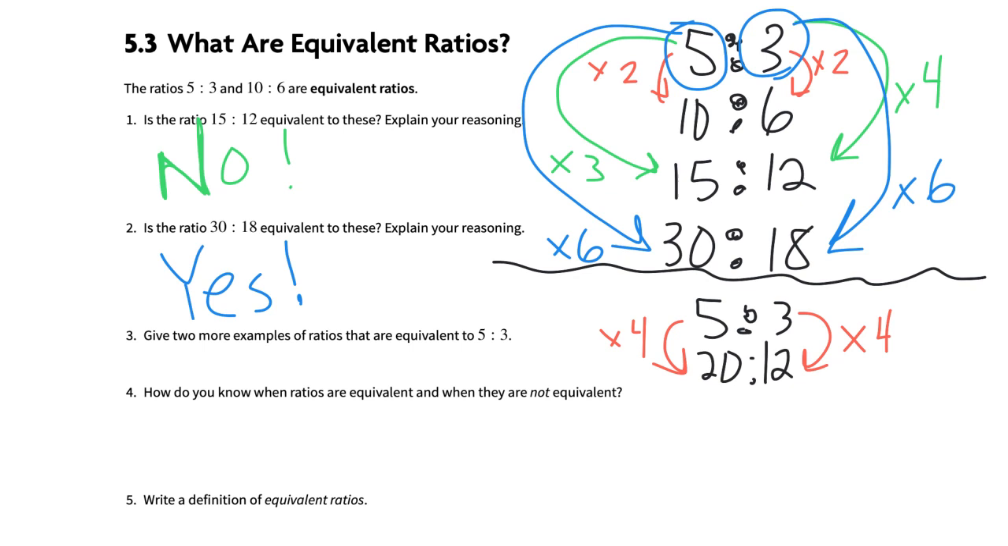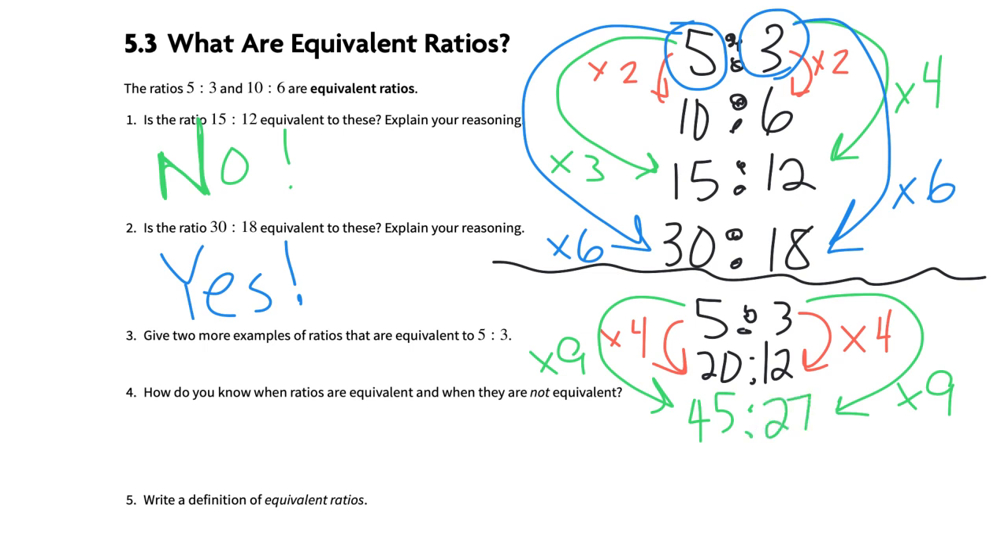And then, I don't know, let's multiply by 9. So 5 times 9 is 45, and 3 times 9 is 27. So 20 to 12 is one equivalent ratio, and 45 to 27 is another equivalent ratio. And of course, there are an infinite number of ratios that we could have created there.